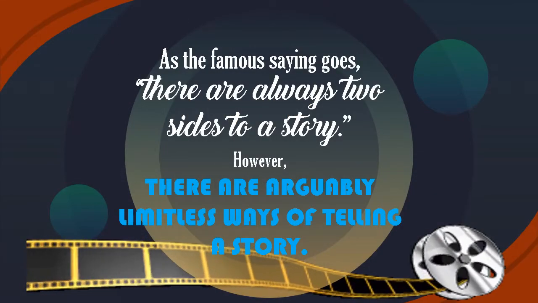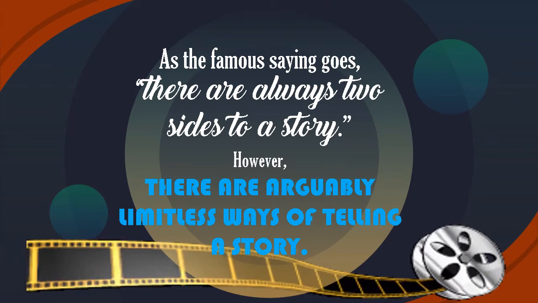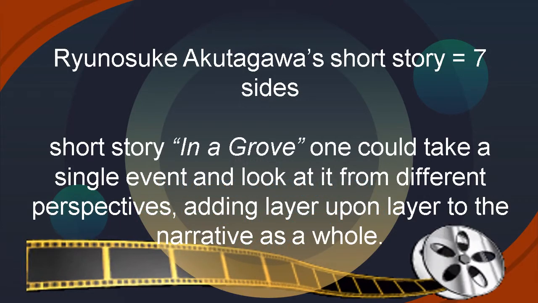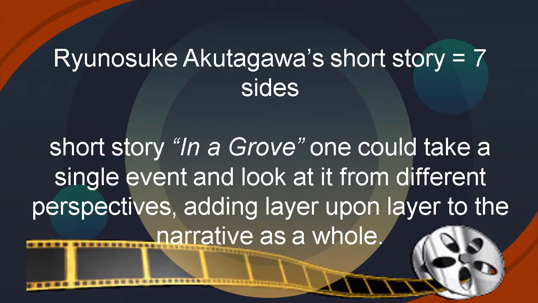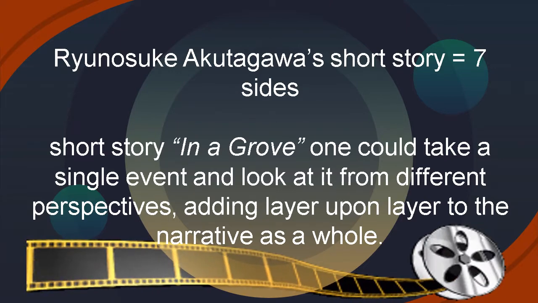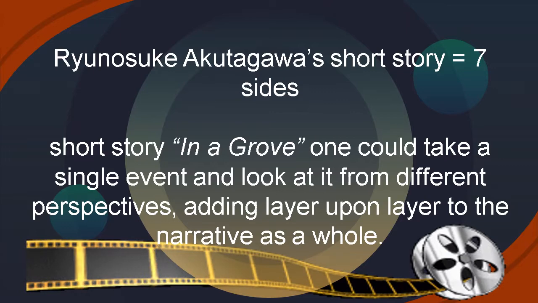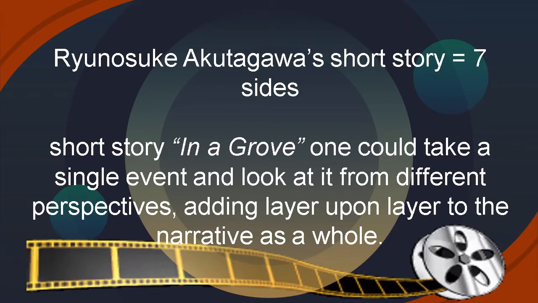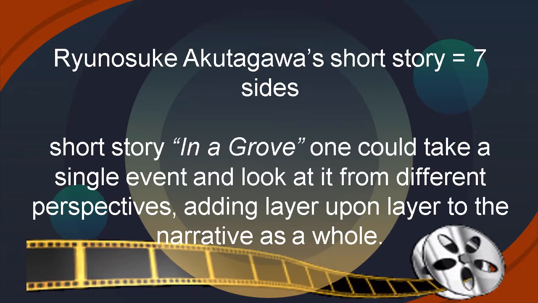As the famous saying goes, there are always two sides to a story. However, there are arguably limitless ways of telling a story. Why? In the case of Ryunosuke Akutagawa's short story, there are at least 7 sides, and that's just from a single story. Another example is in the short story In a Grove. This is adapted into the classic film Rashomon directed by Akira Kurosawa. One could take a single event and look at it from different perspectives, adding layer upon layer to the narrative as a whole. So it only proves that a short story or a story cannot only contain two sides, but it may contain multiple sides or multiple dimensions.